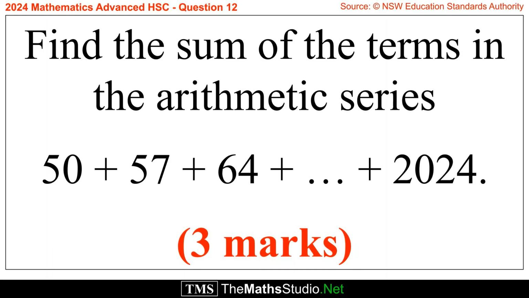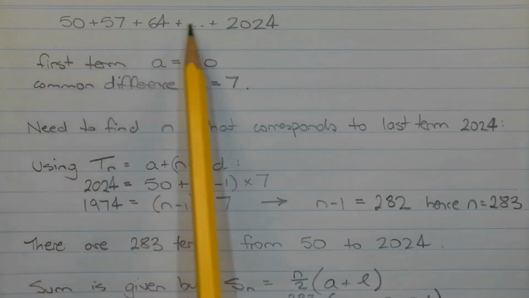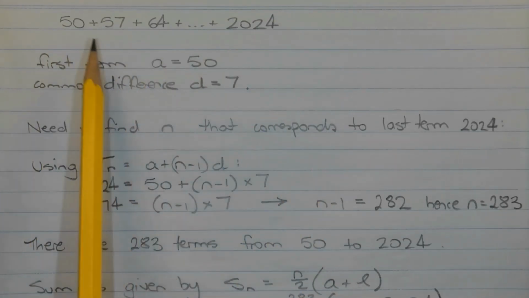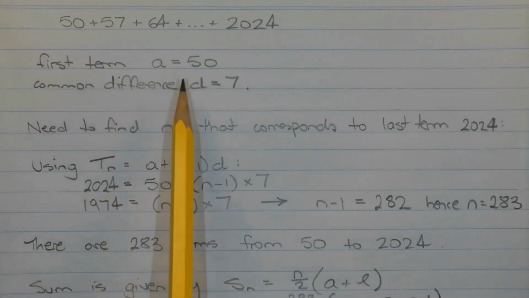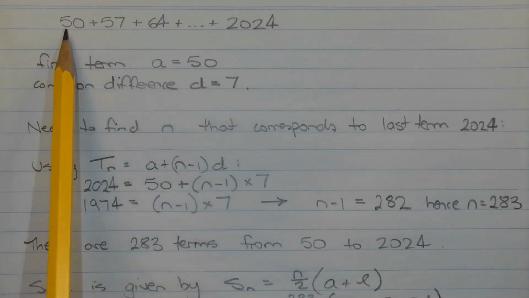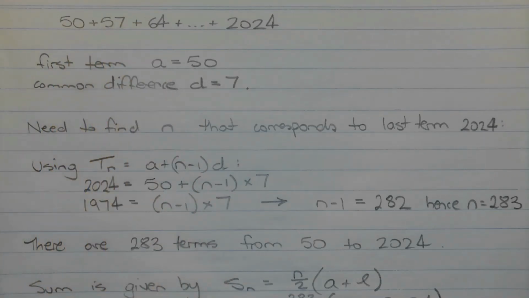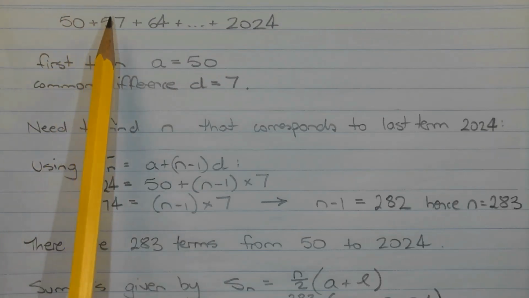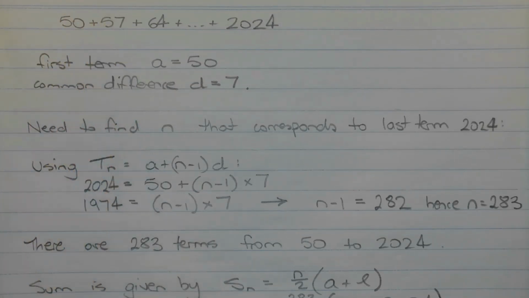Question 12. Find the sum of the terms in the arithmetic series 50 plus 57 plus 64 and so on through to 2024. In the given arithmetic series, the first term a is equal to 50 and the common difference d is equal to 7. That's the difference between successive terms of this series. In other words, what do we need to add to a particular term to get to the next term? Hence why the common difference is 7.